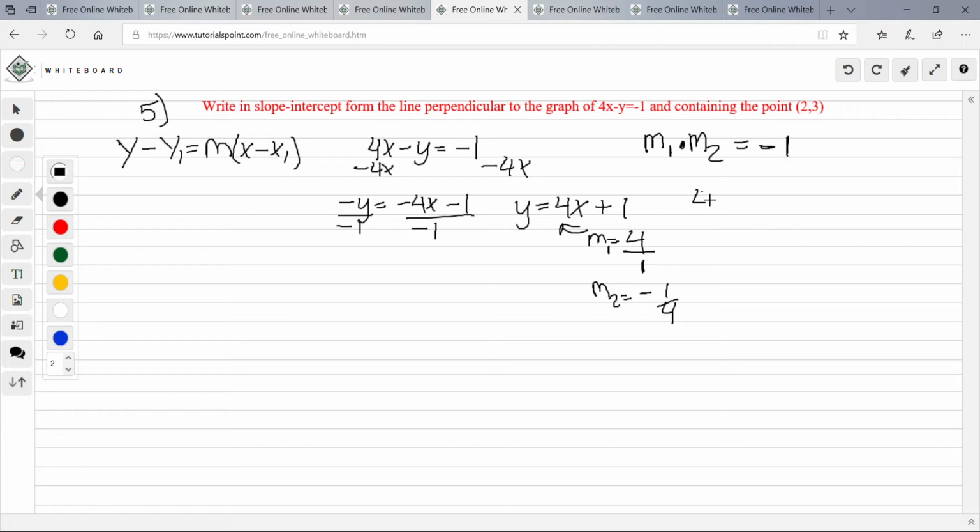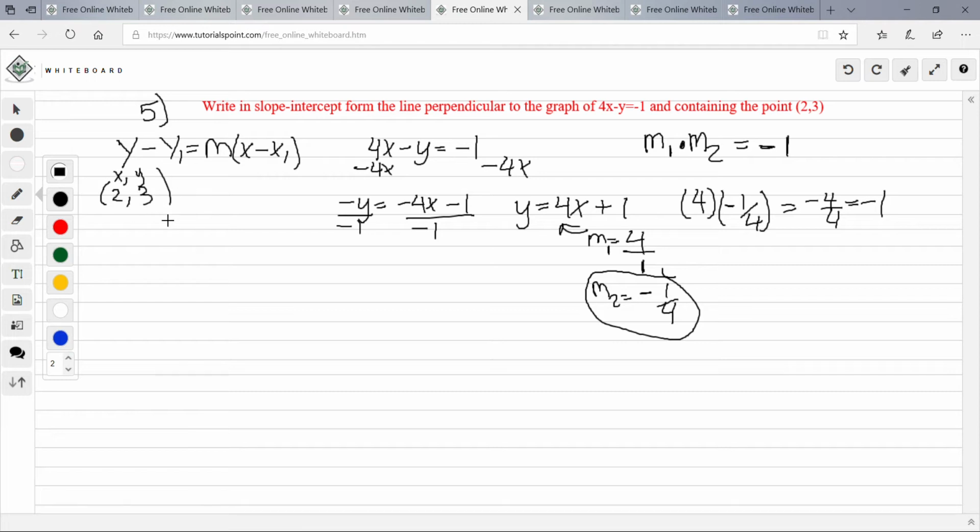So it'd be 4 times -1/4. Does that equal -1? -4/4 is -1. Yes. So we know that m2 is -1/4. Good. So we're going to use this in the formula. And then we're given the point (2, 3), right?